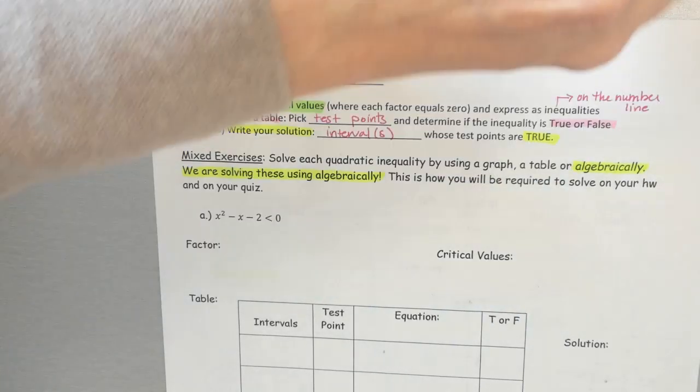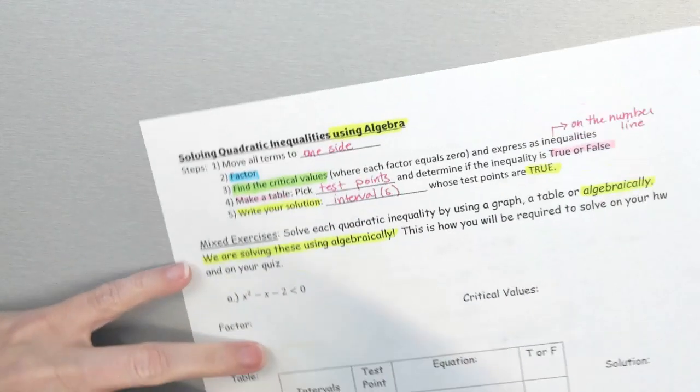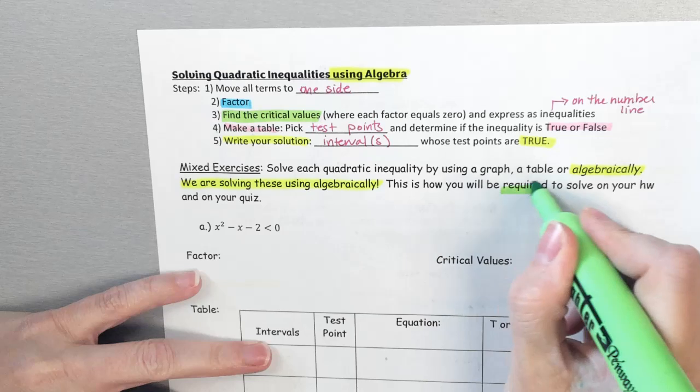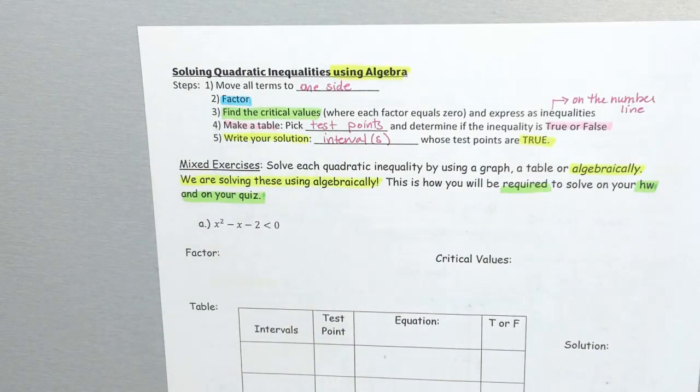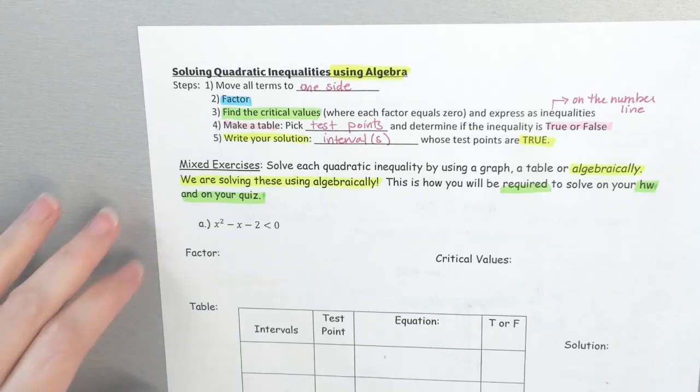So this is how you're going to be required to solve on your homework and on your quiz. On your quiz, there'll be some that have the graph, and there'll be other ones that are going to be solved with algebra.